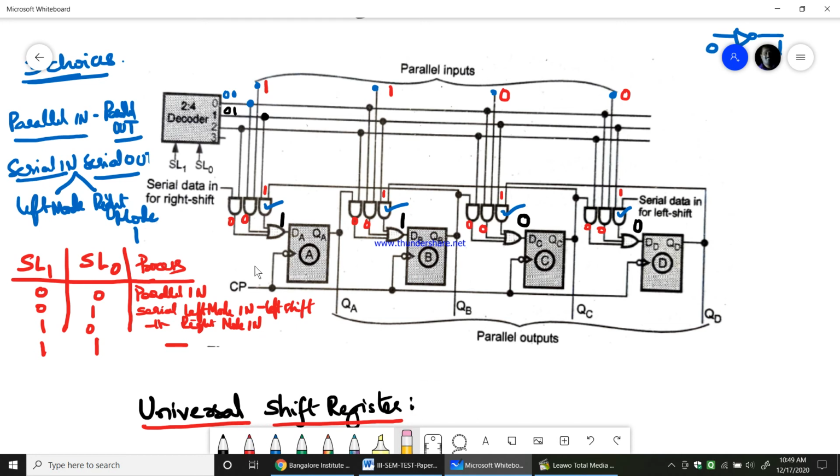Now coming to the next, the second input of the decoder. When it is 1 0, you see it is connected to these AND gates. Therefore, now what happens?